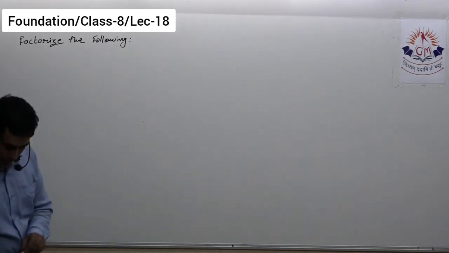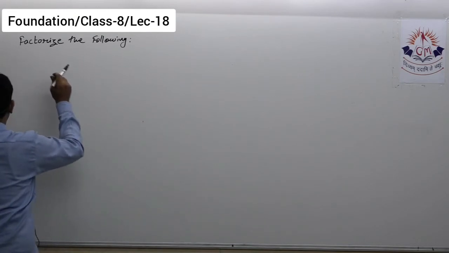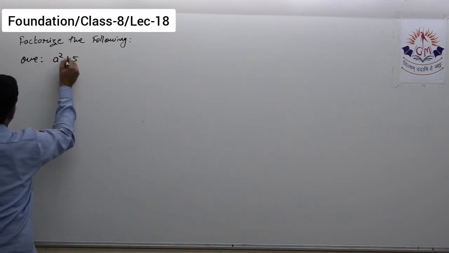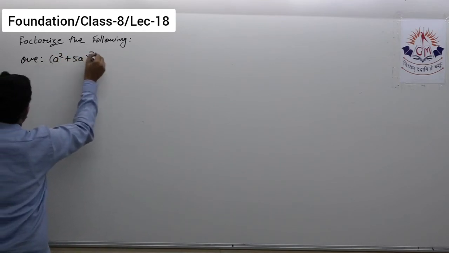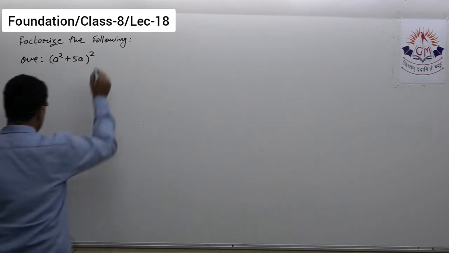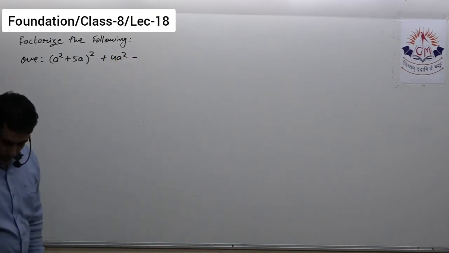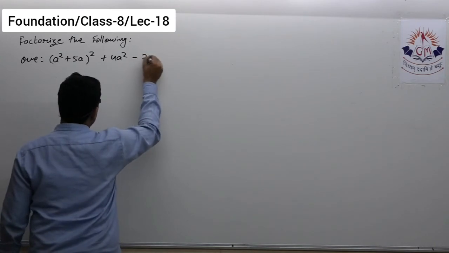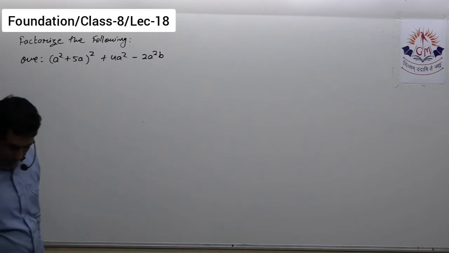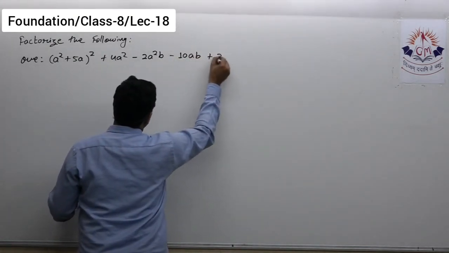Okay, next question is (a square plus 5a) whole square plus 4a square minus 2a square b minus 10ab plus 20a.